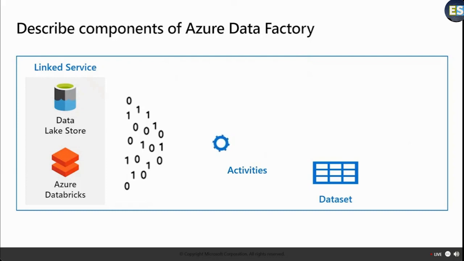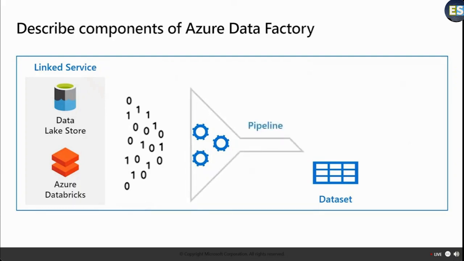A pipeline is a logical grouping of activities that together perform a task. And so the activities in the pipeline define actions to perform on your data. For example, you might use the copy activity to copy data from a source dataset to a destination dataset. You could also include activities that transform the data as it is being transferred, or you might combine the data from multiple sources together. So pipelines don't have to be linear.